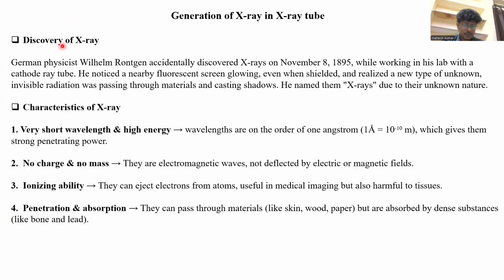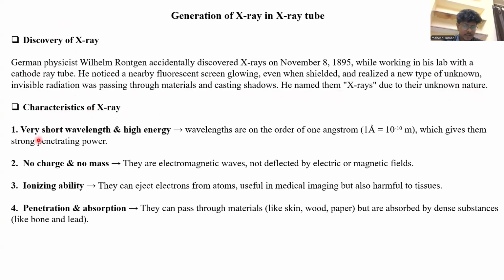Now coming to the discovery of X-ray. German physicist Wilhelm Röntgen accidentally discovered X-rays in 1895 while working in his lab with a cathode ray tube. He noticed a nearby fluorescent screen glowing even when shielded and realized a new type of unknown invisible radiation was passing through materials and casting shadows. He named them X-rays due to their unknown nature.